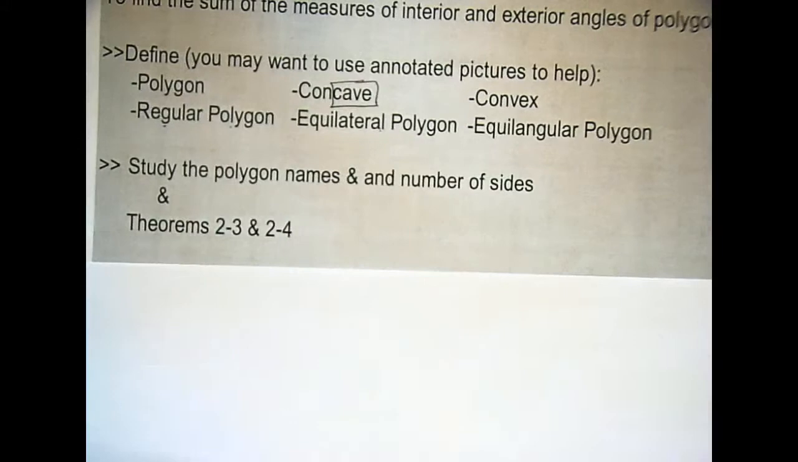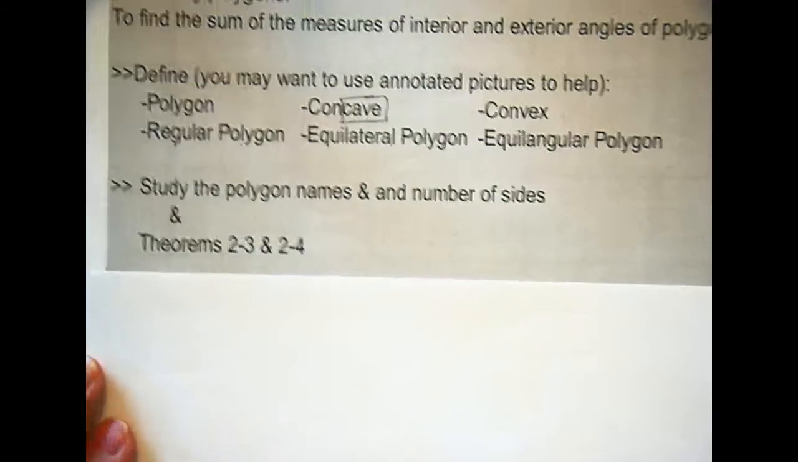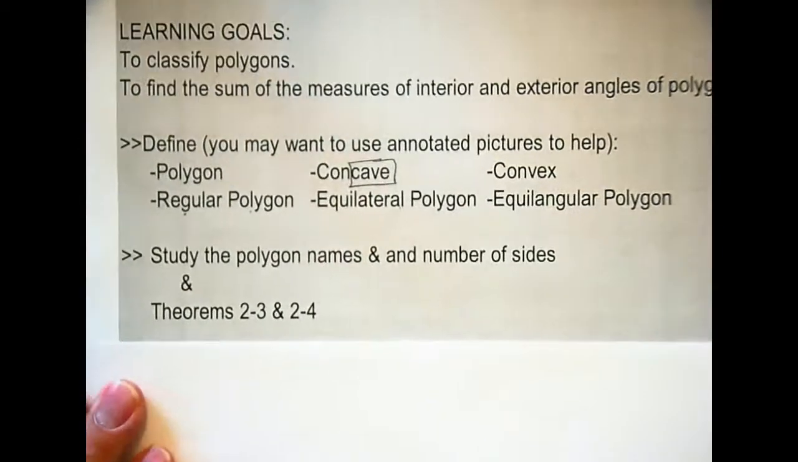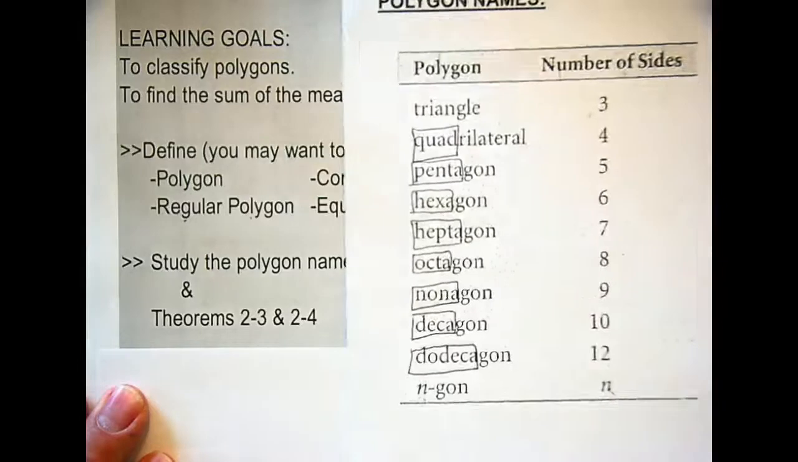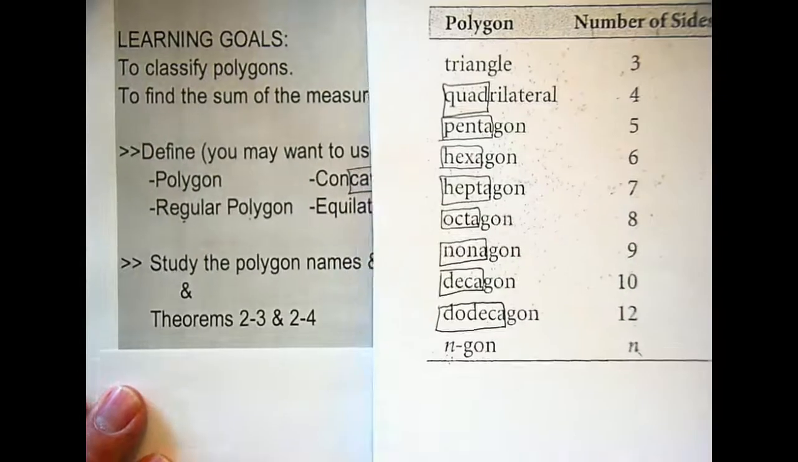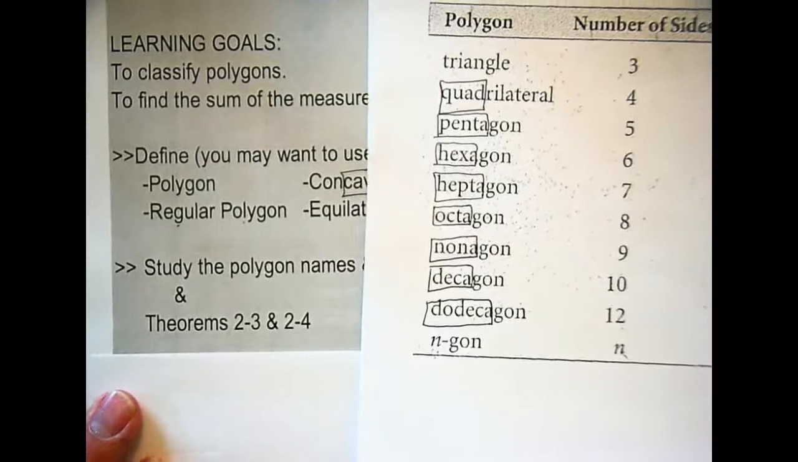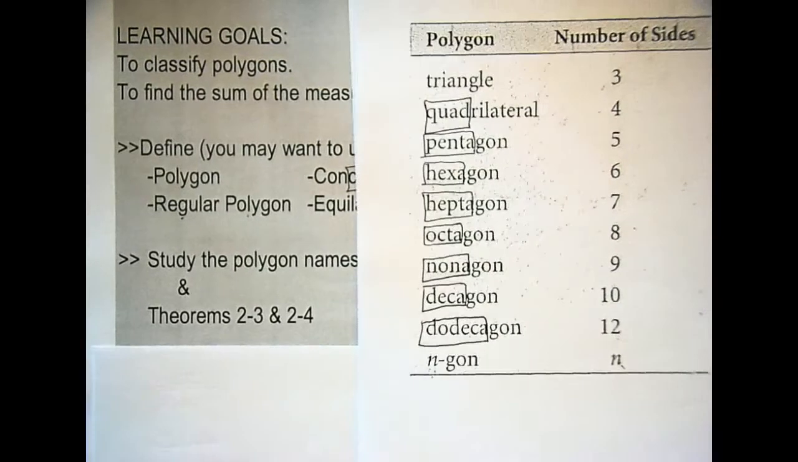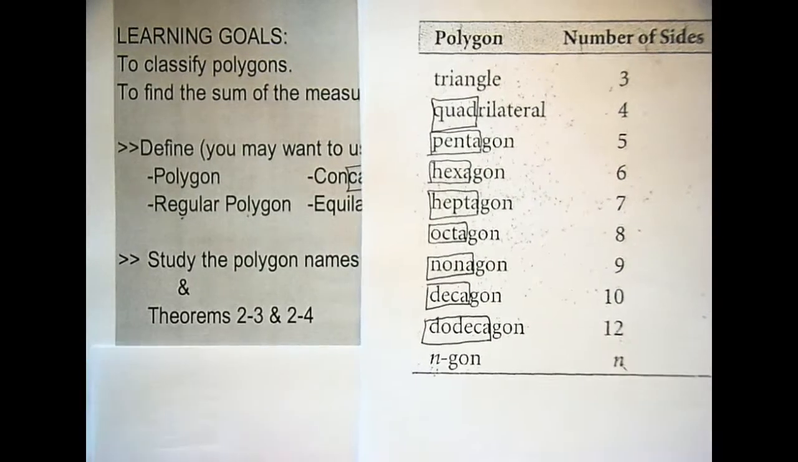Okay. Theorems 2.3 and 2.4. Go ahead and look them up in your book there. I'll set this over here for those of you checking it out. It's called the Polygon Interior Angle Sum.